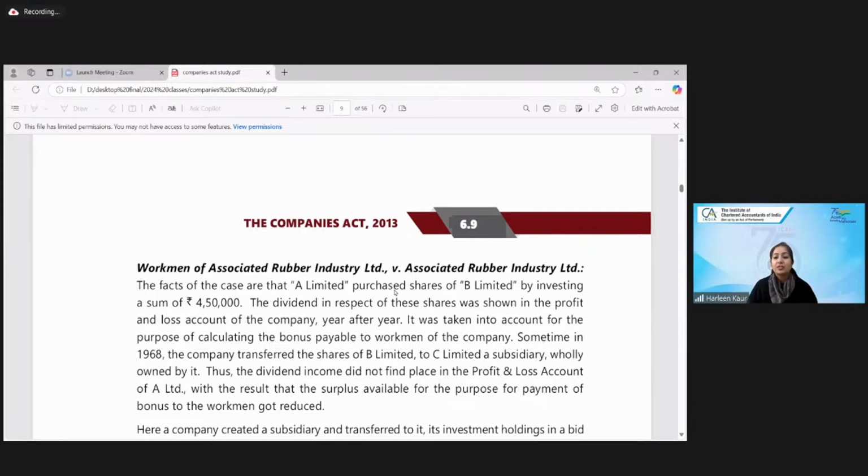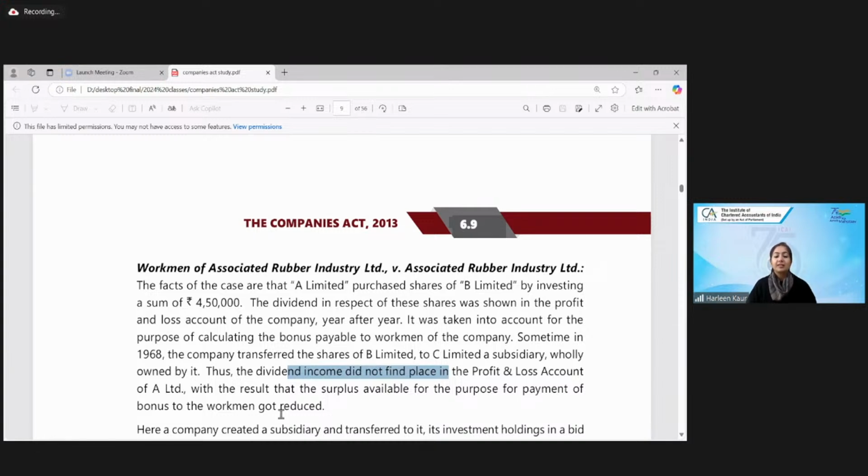A Limited purchased the shares of B Limited by investing a sum of 4,50,000. So A is buying the shares of B. A invested the money in B Limited, 4,50,000. And dividend was shown in the profit and loss account year after year. This dividend was used for calculating the bonus payment. Sometime in 1968, the company transferred the shares of B to C, a subsidiary wholly owned by it. Dividend did not find a place in profit and loss, with the result that the surplus available got reduced.